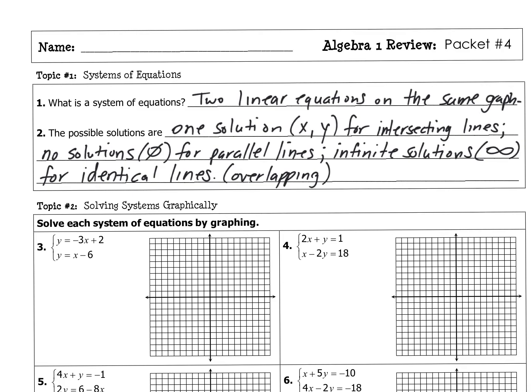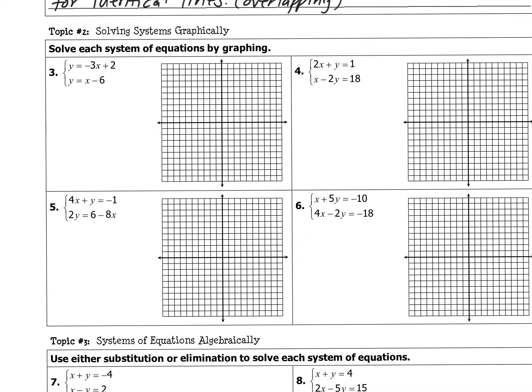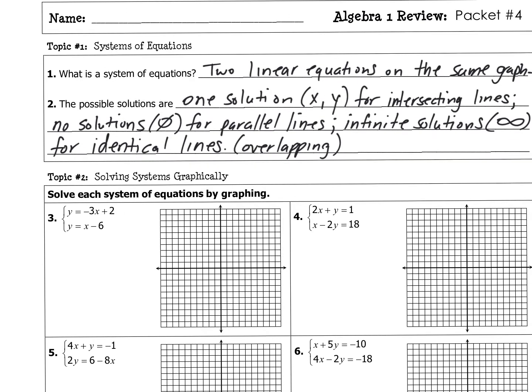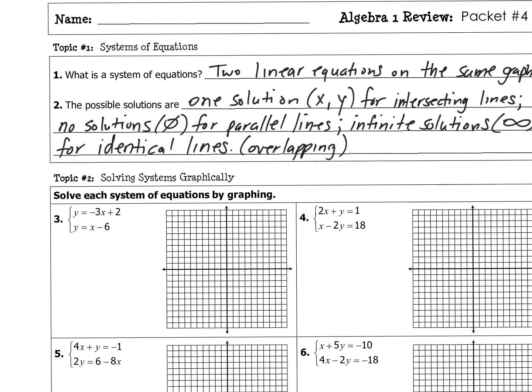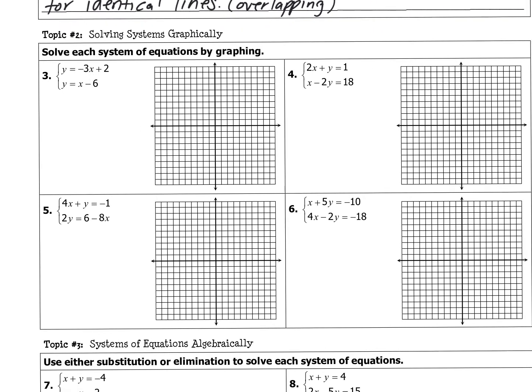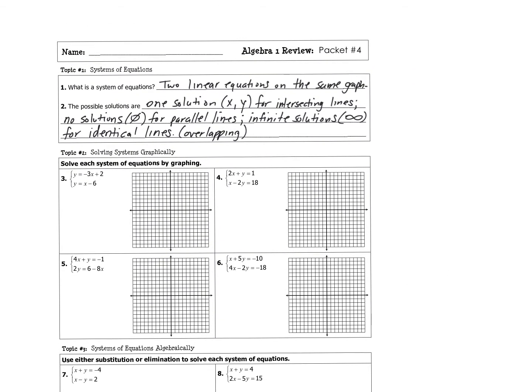All right. So in this first topic, we've defined what they are now, and in this first topic, we're solving them using graphing. Okay, so there's 3 ways to solve systems of equations. There is graphing. You can just graph them and find where they intersect graphically.